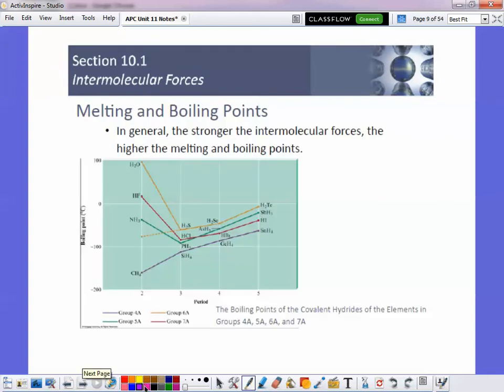There we go. Okay. So looking here, top of page 3.